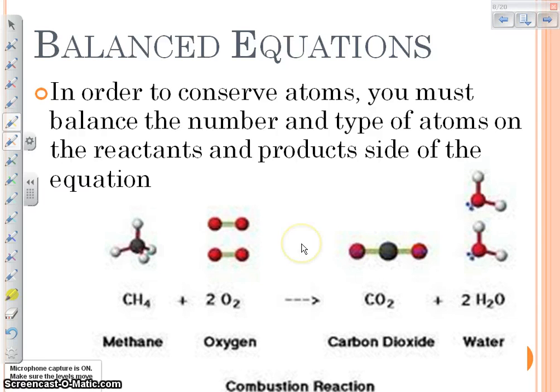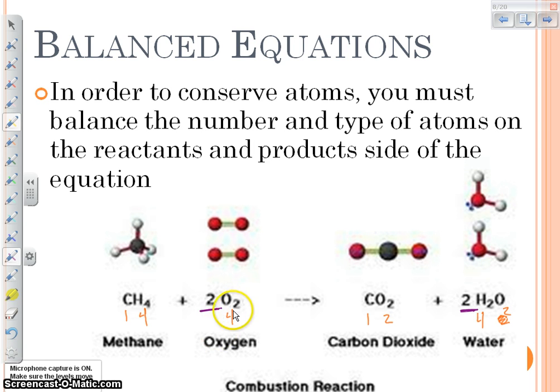So for instance, with a CH4 and a 2O2, I've got 1 C, I've got 4 H's, and I've got 4 O's. And on the right side here, I've got 1 C, and I've got 2 O's here, plus the 2 O's there, plus 4 H's. So I've got 4 H's, I've got 1 C, and I've got 4 O's. And the only way that was made possible was by adding coefficients in certain places.